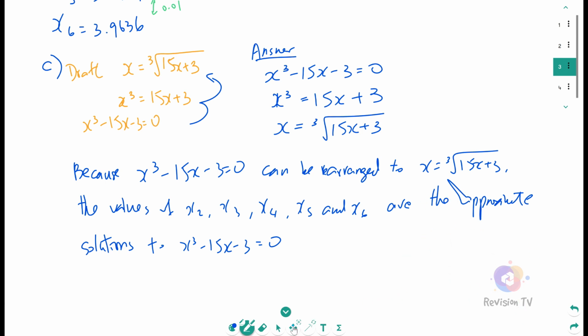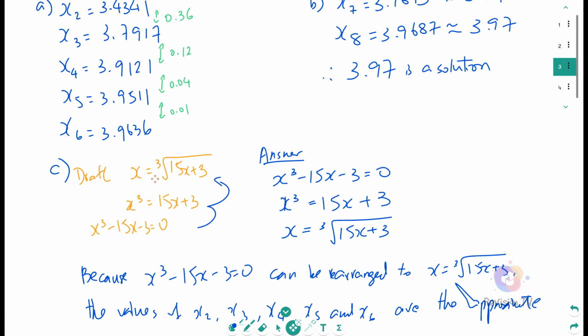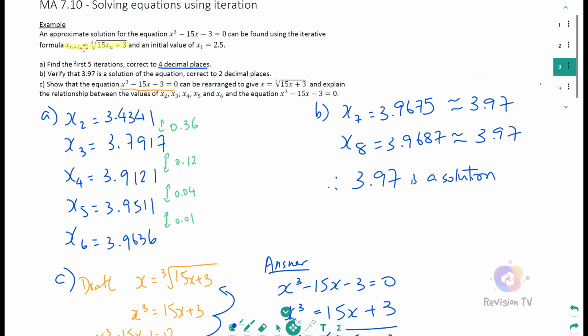Well, why, you'll be thinking. The reason being is x equals this one is actually the iterative formula. So what you mean is these x2, x3, x6 are helping you to work out the solution to this equation. But this formula is actually linked to the original equation. So whatever you found in here is actually directed to the equation. All right?